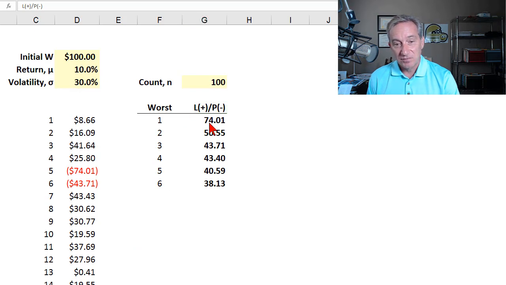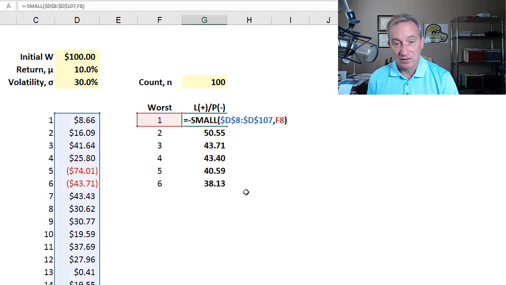However, here I've switched to LP format. We often do that in risk, converting the losses to positive values. So I've sorted here by retrieving the worst losses using the SMALL function and then negating it.